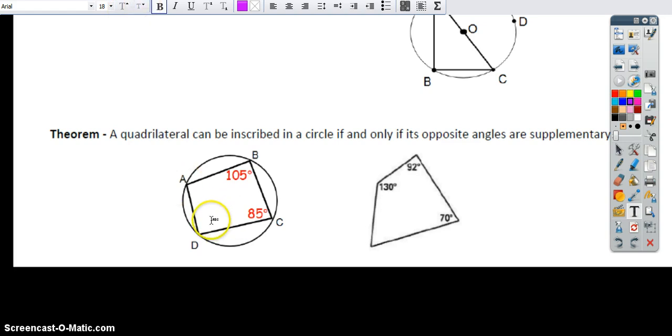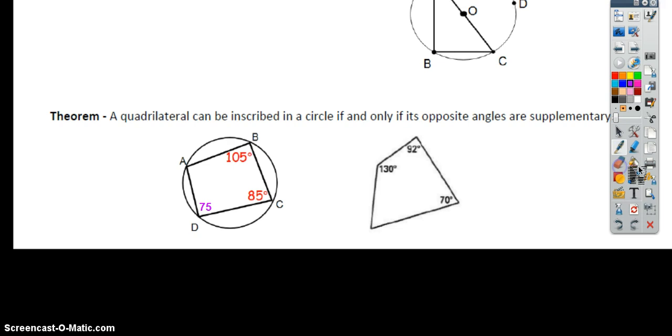It's not working too well, but we'll try, see what we can. If B is 105, then D has to be supplementary to that, so D has to be 75, because 105 and 75 add up to 180. So these two that are diagonally across from each other have to add up to 180. And the same goes the other way. These two opposite angles have to add up to 180.